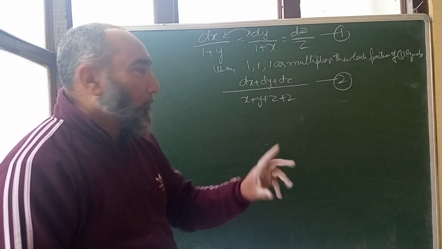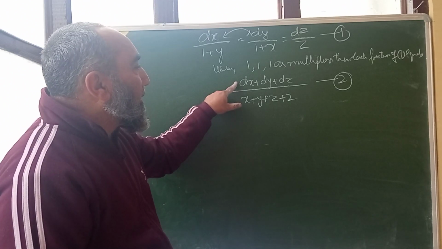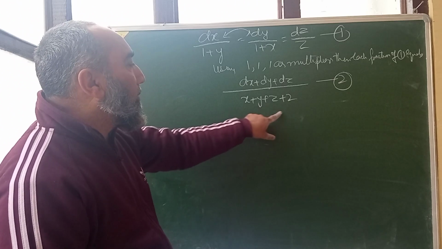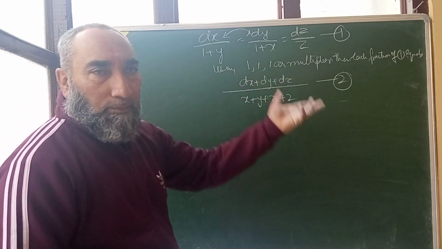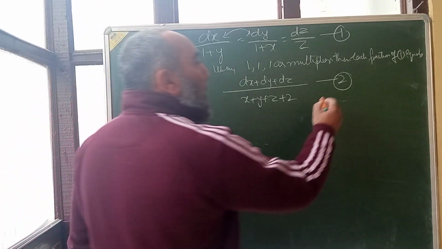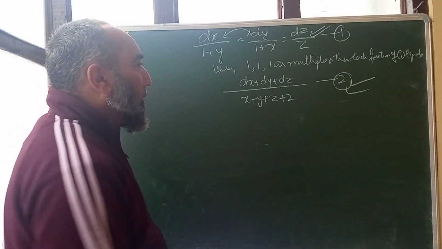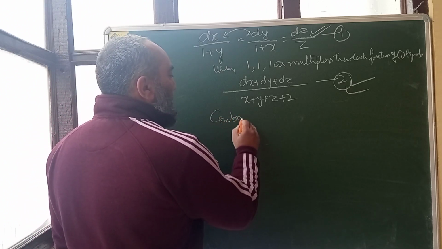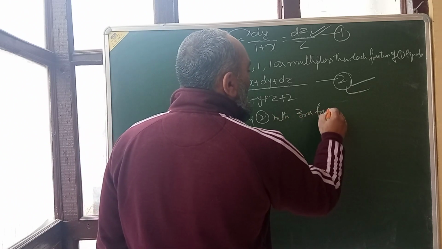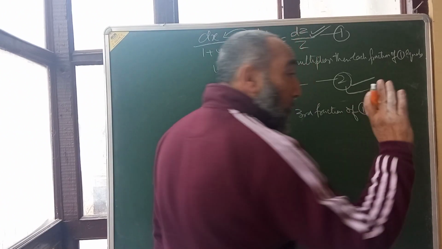Now what is rule 4? If you have a numerator and denominator such that the numerator is an exact differential of the denominator. See, this is x plus y plus z plus 2. What is its derivative? dx plus dy plus dz. So the numerator is an exact differential of the denominator. Then the rule says that you can combine 2 with a suitable fraction of 1 to get a solution. Combining 2 with the third fraction of 1, we will get, this is rule 4.